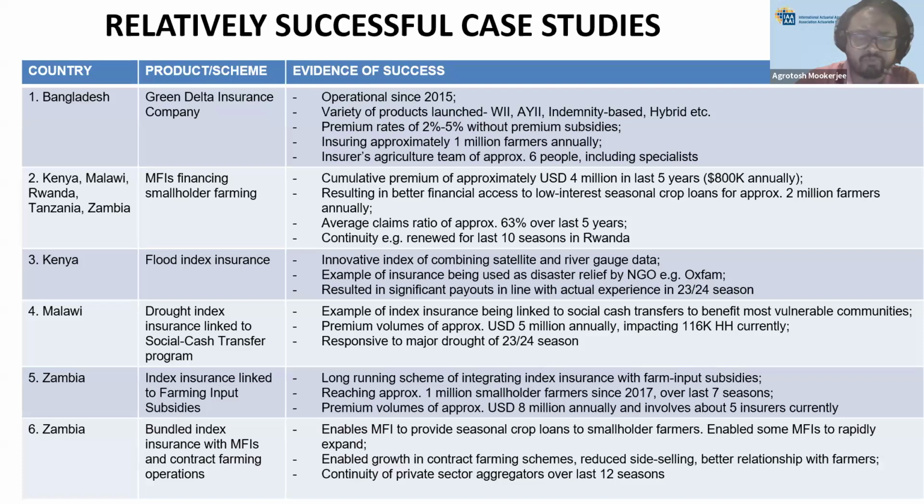On the other end of the spectrum, we have also seen schemes with good collaboration with government institutions, which have led to extremely poor and vulnerable communities benefiting through linking parametric schemes like drought index insurance with social cash transfers. This is particularly something the World Bank has been supporting in Malawi over the last 5 years, and it has now reached, I think, over 150,000 households.